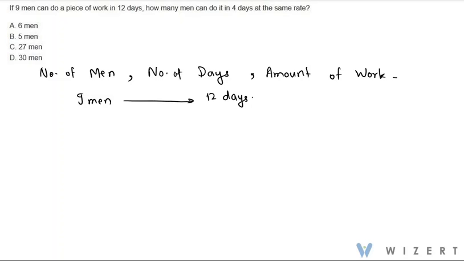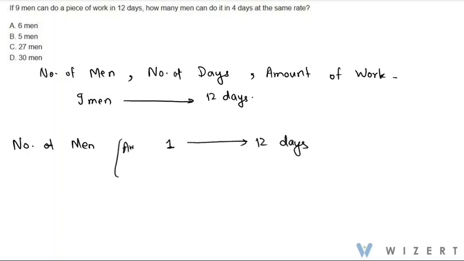So let us see how much work is done in one day by 9 men. Number of men is constant. If we are going to use the unitary method here, we'll have to keep one of these parameters constant and vary the other two. Otherwise, we cannot use the unitary method. So let us keep the number of men common, that is 9 men. One entire piece of work is being completed in 12 days.